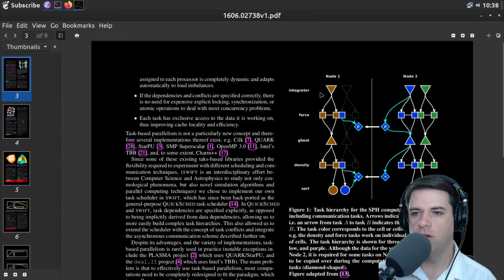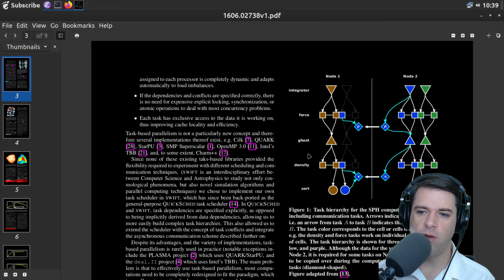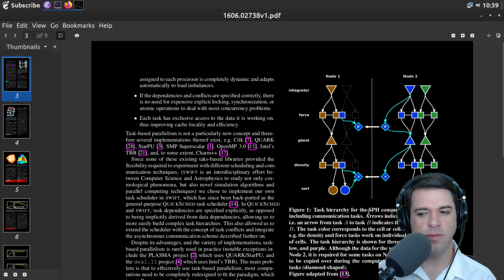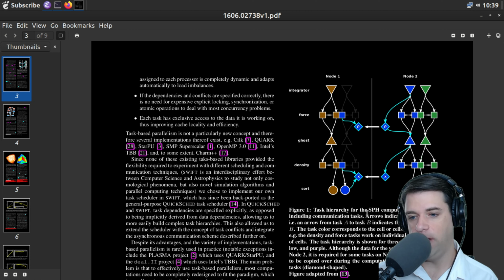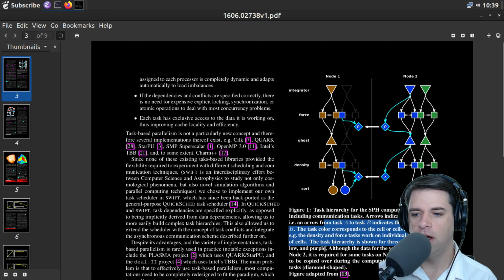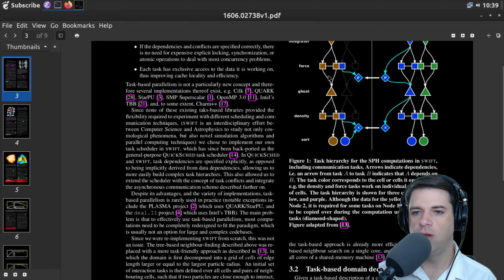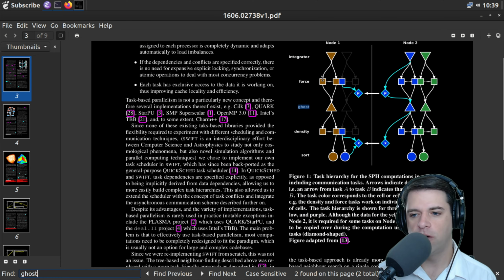But we see whatever this is, we have some integrator and then some force stuff. Ghosts are here. That's suitably spooky for Halloween. There's some sort of density, and then there's a sorting. Task hierarchy for the SPH computations in Swift, including communication tasks. Arrows indicate dependencies, i.e. an arrow from task A to task B indicates that task A depends on task B. The task color corresponds to the cell or cells it operates on. And then I guess it's not explaining what ghosts are, but maybe like ghost particles.